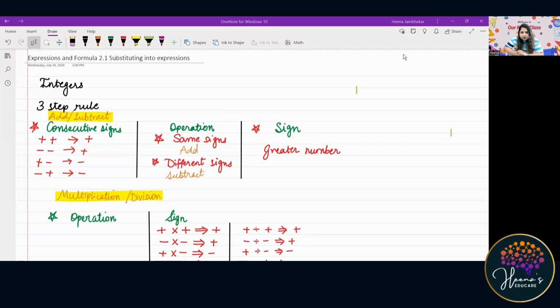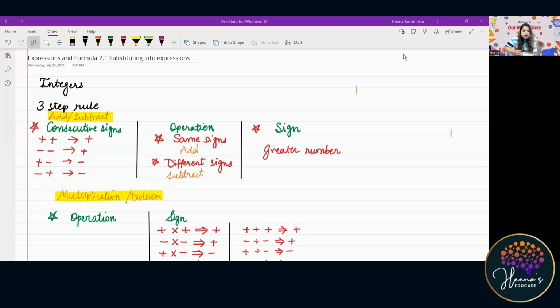Today we will be learning the topic substituting into expressions, that is exercise 2.1. Before starting off with this topic, I will give you a quick recap of integers and the way I have taught my students how to do integers. This is an easy trick for you to understand to get all the sums of integers right.